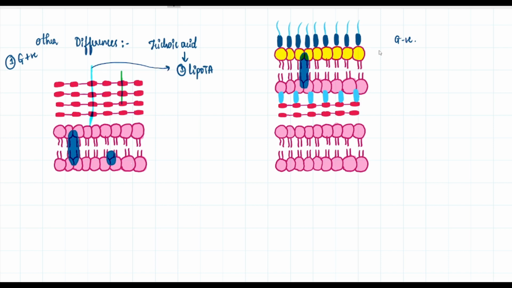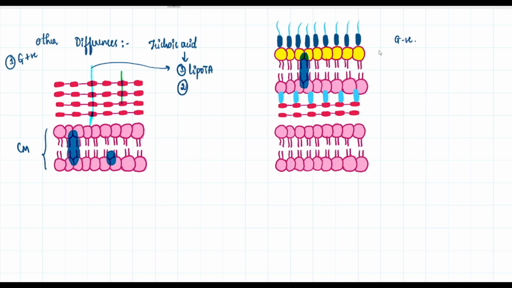This is the lipoteichoic acid. You know, it is attached to the cell membrane. This is the cell membrane, right? The cell membrane consists of a phospholipid bilayer. The teichoic acid is attached to a lipid compound. That is why it is called lipoteichoic acid.